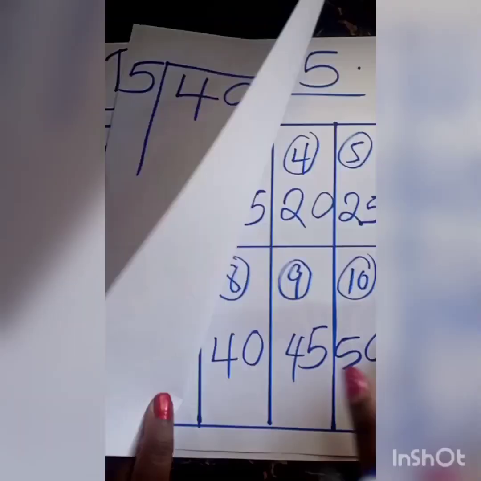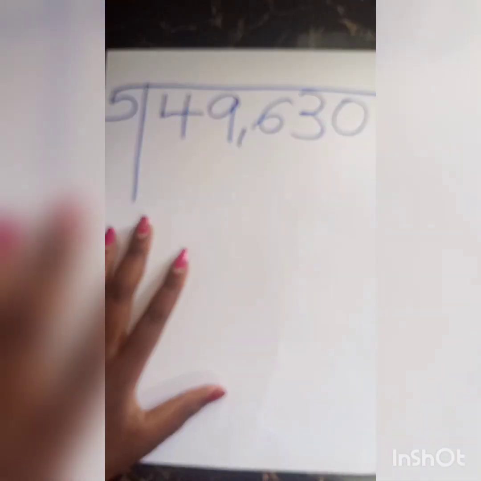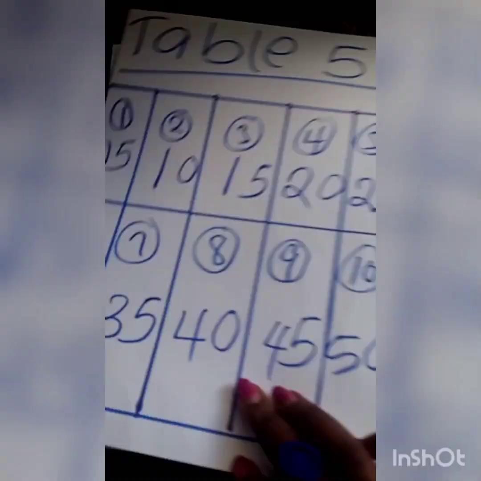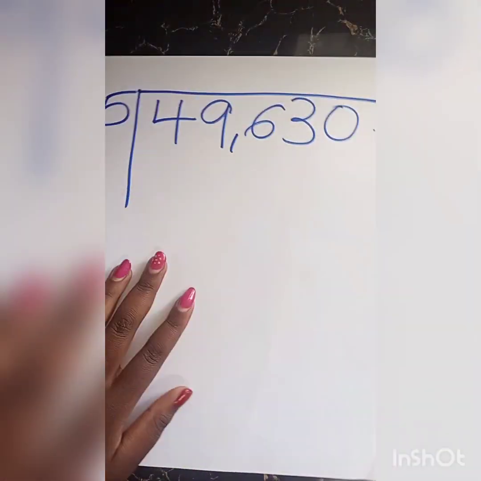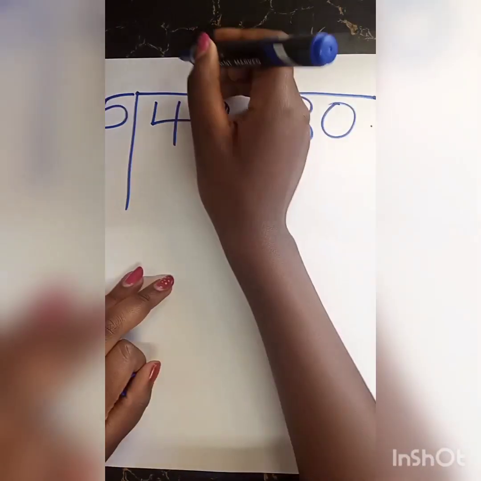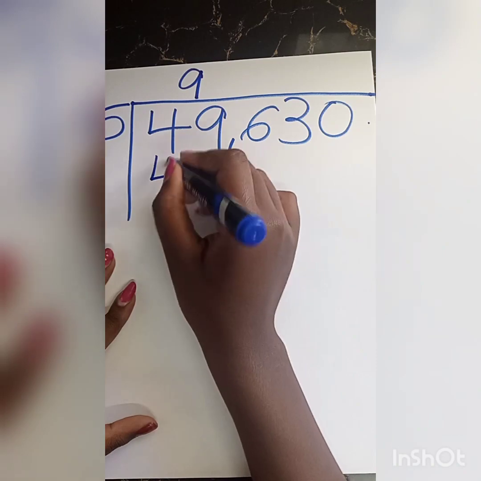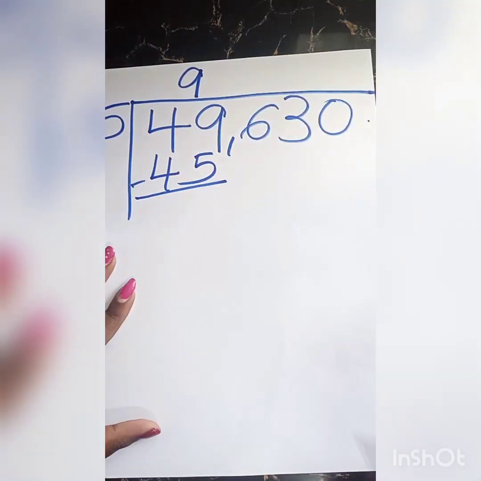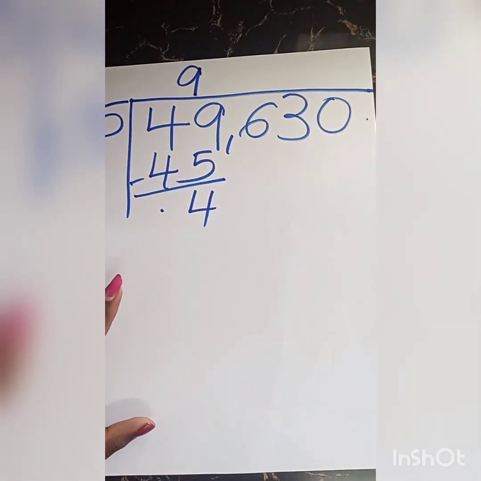So you can answer this question. How many times does 5 divide 49? Where does 49 fall here? 49 is here. So we'll write a 9 here because 9 times 5 is 45. 49 minus 45 is 4, and this minus this is 0.